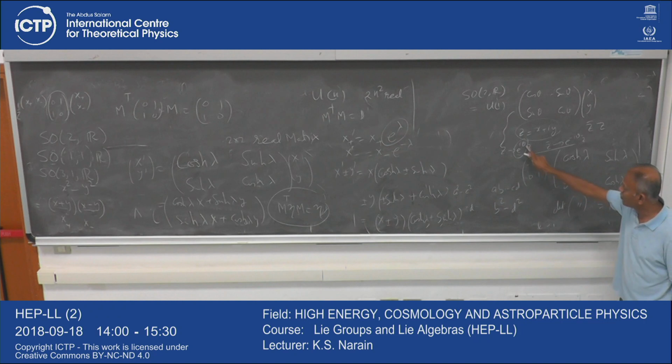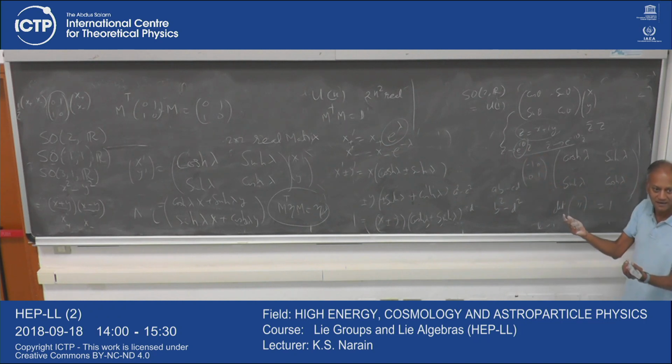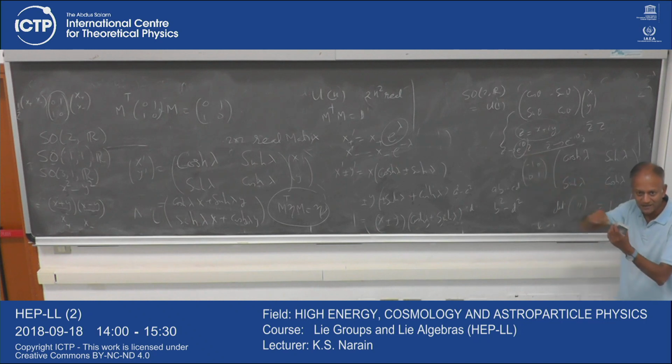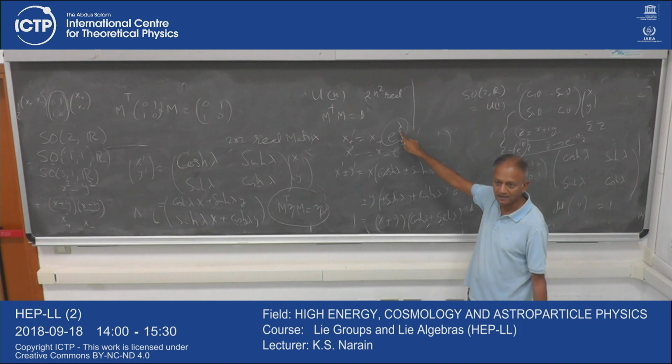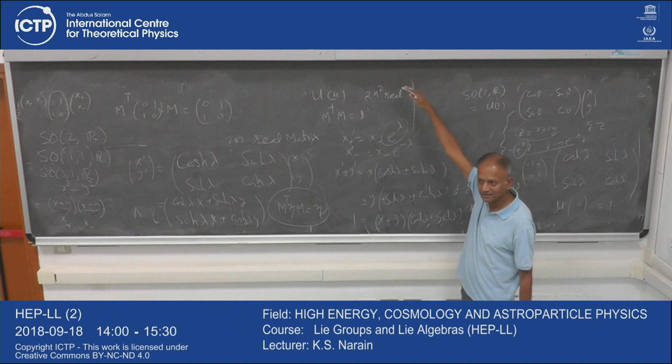Okay, this is compact because theta plus 2 pi is the same, right? So this is just a circle. It's a compact space. Whereas this lambda, e to the lambda can be anything, from 0, minus infinity to plus infinity, anything, right? And it keeps growing, it's unbounded.